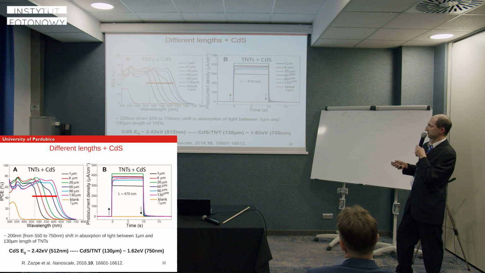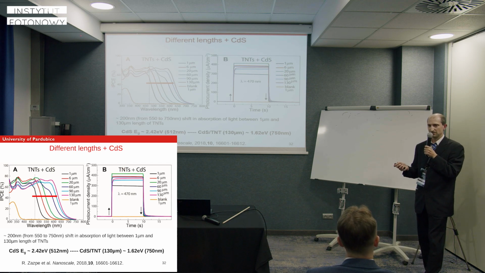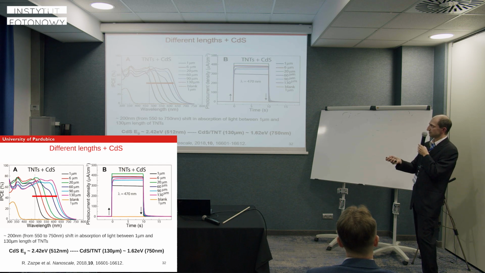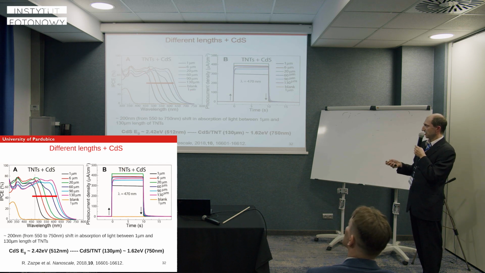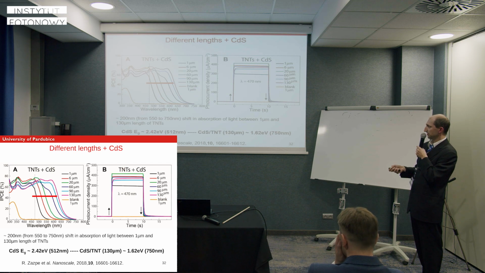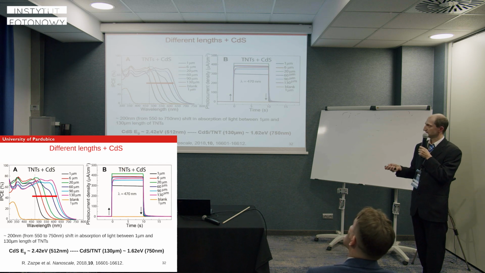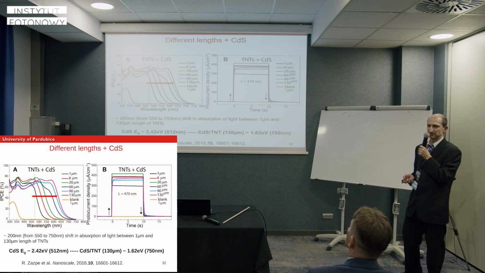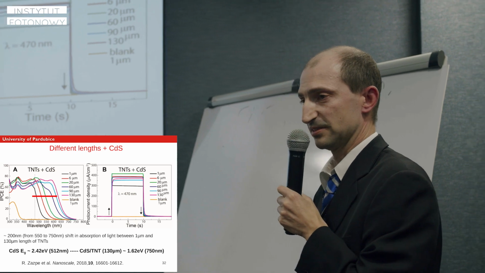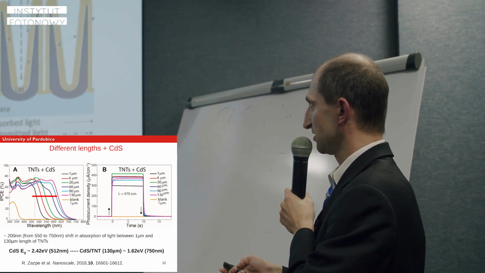What was interesting here is that when we increased the length of the tube, we also moved the absorption into the visible light, almost to the infrared spectrum. If you look at the energy band gap of cadmium sulfide, you can see it's 2.4 electron volts, which is about 500 nanometers, which is here. But we can absorb light somewhere around 750 nanometers, which is about 1.6 electron volts, which is something interesting. And this is the reason why.